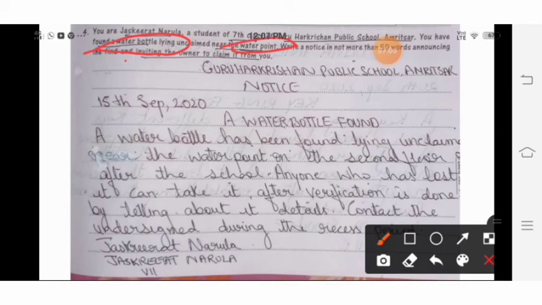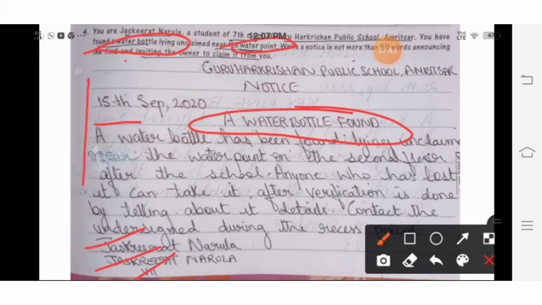Now see. Name of the school, notice, date, thing which is found. Write down a water bottle has been found lying unclaimed near the water point on the second floor of the school. Anyone who has lost it can take it after verification is done by telling about its details. Then you can tell the time, contact the undersigned when, during the recess. Then your signature, then name, and then your class. No section is here, so I have not mentioned any section here.